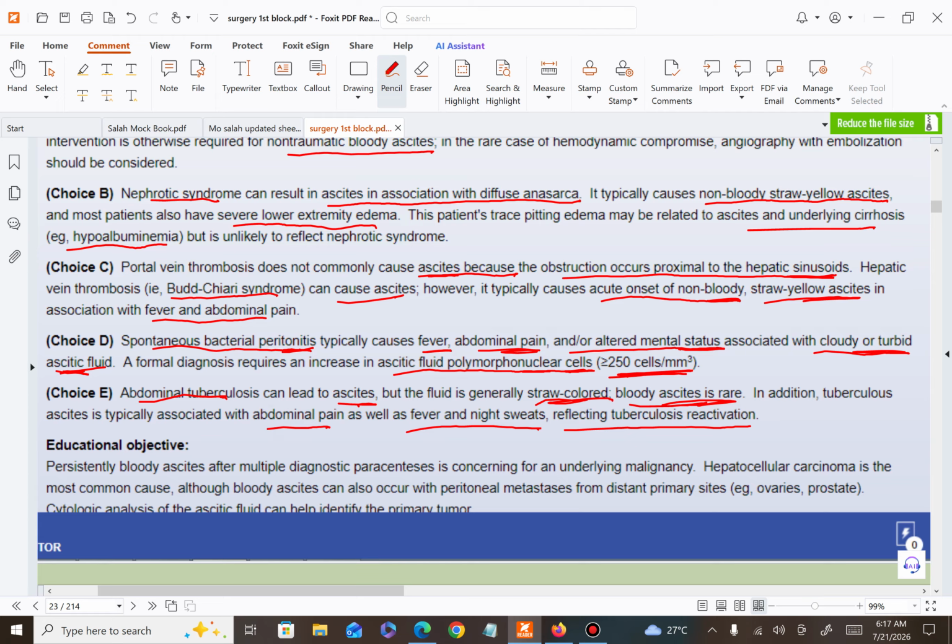So if someone has persistently bloody ascites after multiple diagnostic paracenteses, it is concerning for underlying malignancy. Hepatocellular carcinoma is the common cause, although bloody ascites can also occur with peritoneal mets from distant primary sites like ovaries and prostate. Cytologic analysis of the ascitic fluid can be helpful in identifying the primary tumor. So that's about hepatocellular carcinoma.